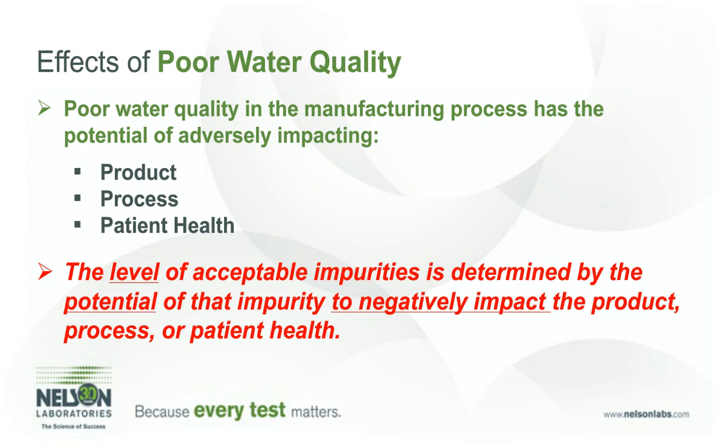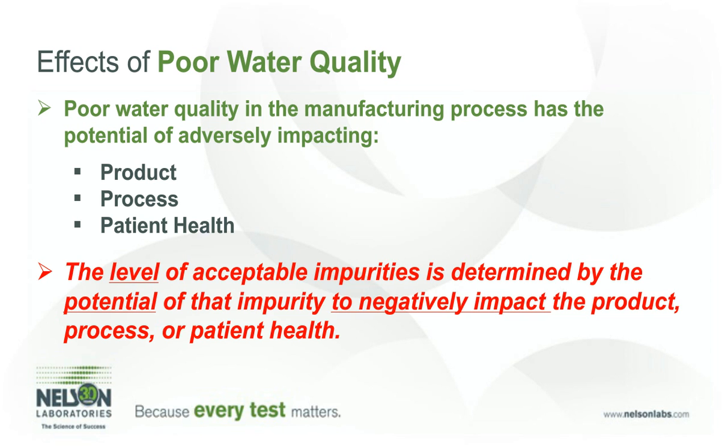When selecting water quality for a given process, the following statement is truly, in my opinion, summing up the need or requirement for water quality in the manufacturing process. This statement: the level of acceptable impurities is determined by the potential of that impurity to negatively impact the product, process, or patient health. The understanding of potential impact is key in quality water system design, validation, and process control.